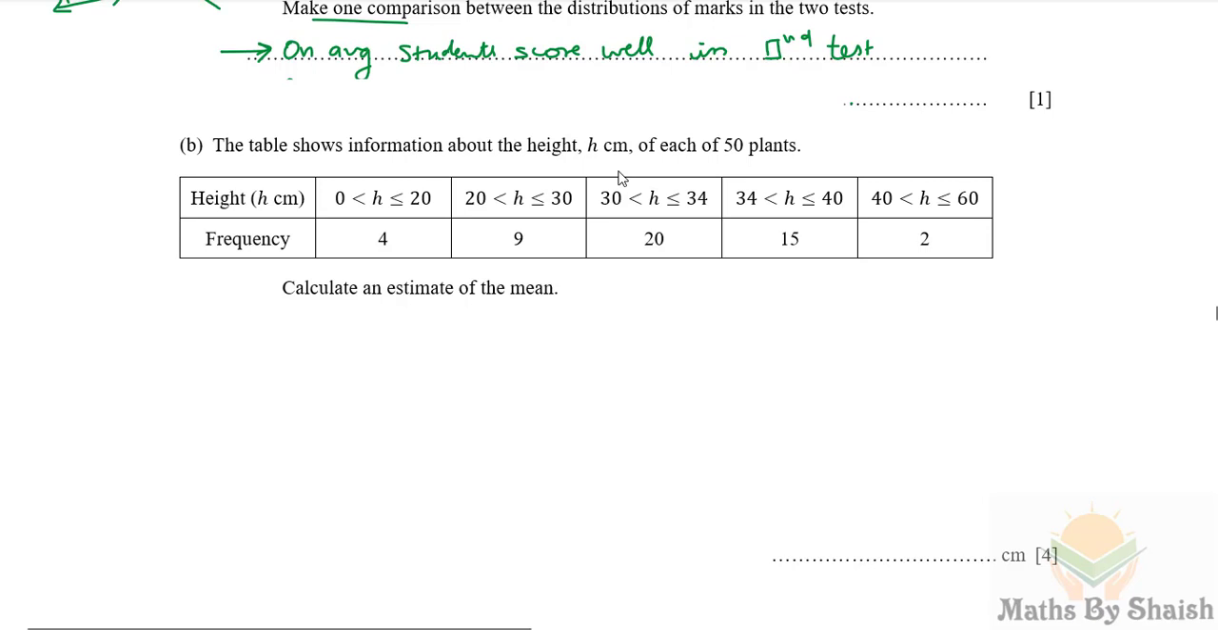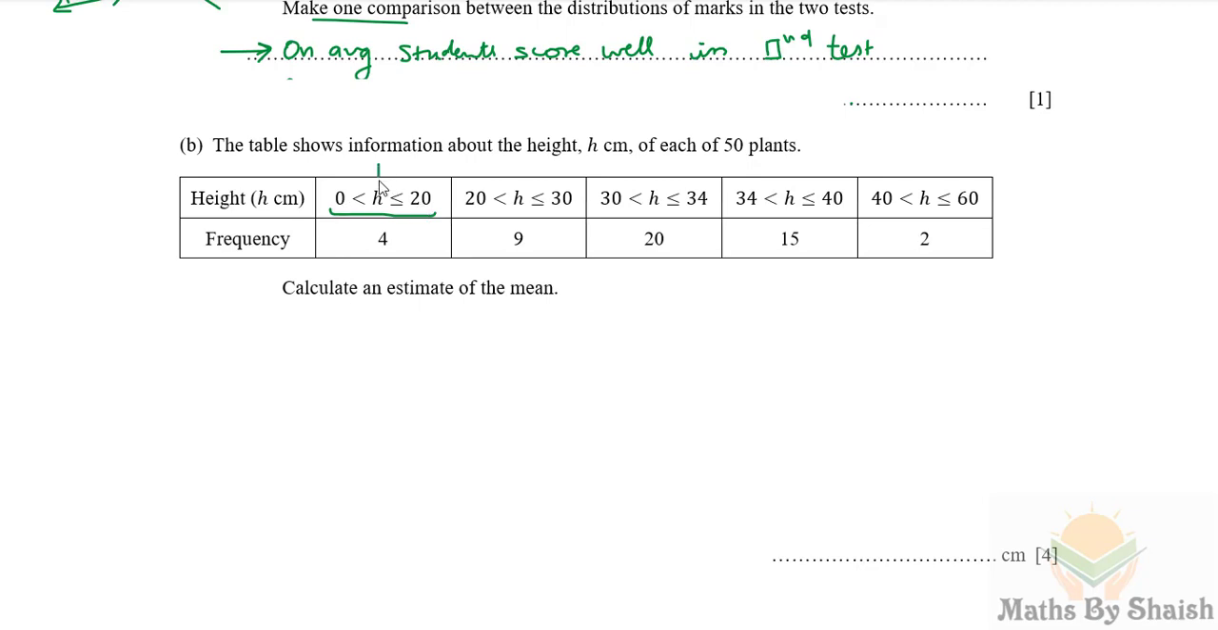The table shows the information about the height h in centimeters of each of 50 plants. Calculate an estimate of the mean. So the mean means the data and its frequency, and here it is an interval, so we will find the mid value.